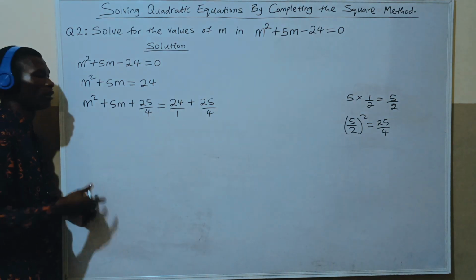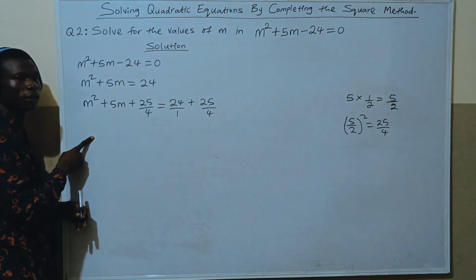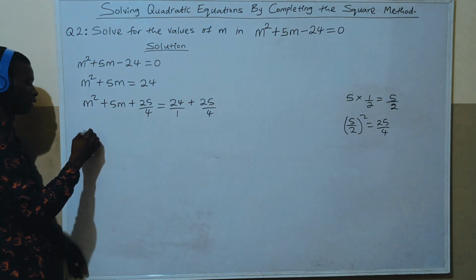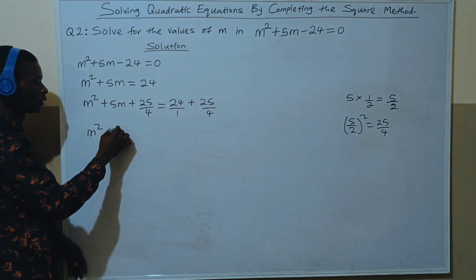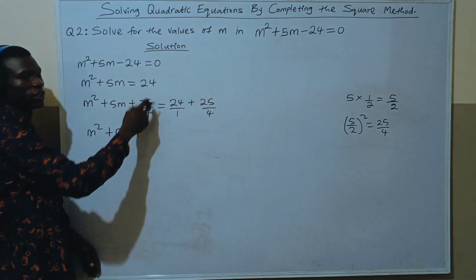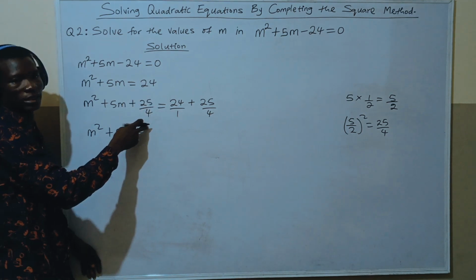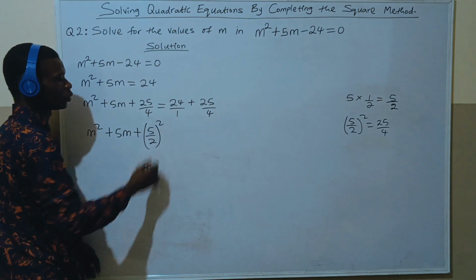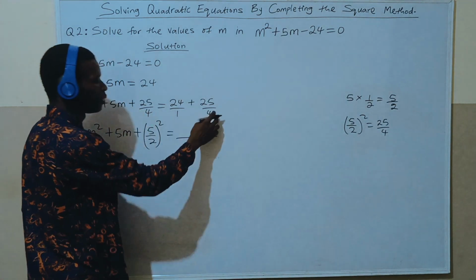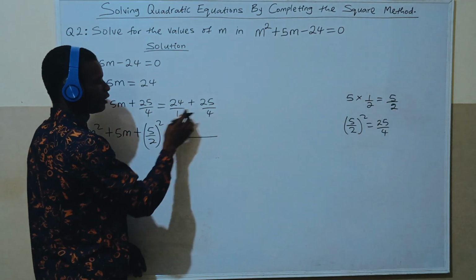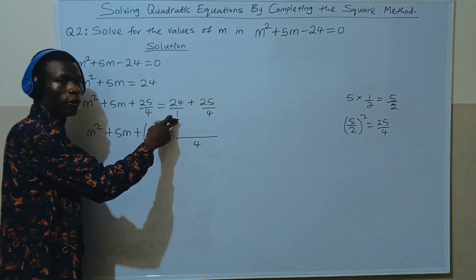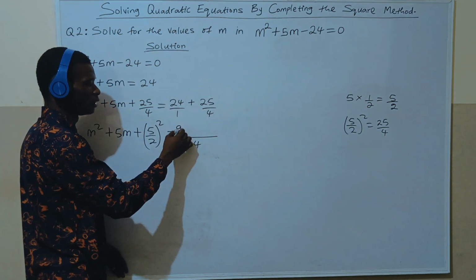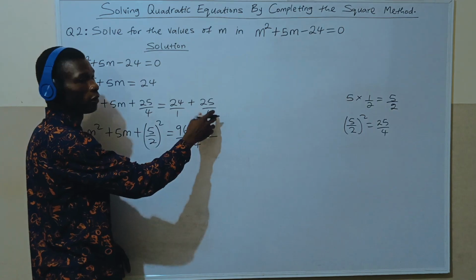Okay, so the next thing to do now is to tidy up the left hand side. When we tidy up the left hand side, we're going to evaluate the right hand side. So how do we tidy up the left hand side? We're going to have this as m squared plus 5m and then plus, instead of writing 25 over 4, we'll be writing the representative of 25 over 4, which of course is going to be 5 over 2 in brackets to be squared. That's going to be equal to, so we look for the lowest common denominator of these two fractions. The LCM of 4 and 1 is 4. So we say 4 divided by 4, and 4 divided by 1 will be 4. And then 4 times 24 is going to be 96. Plus 4 divided by 4 will now be 1.